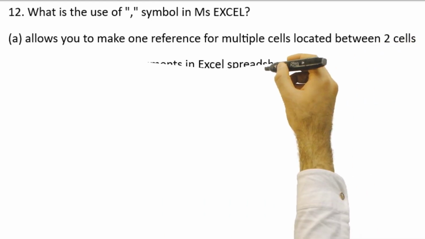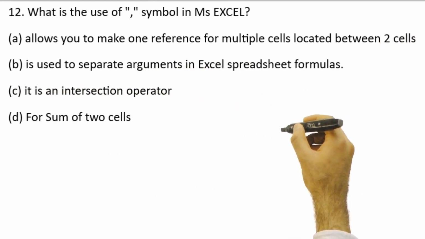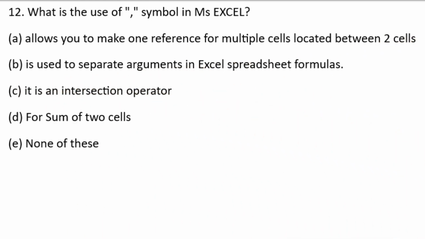EDI permits multiple companies, possibly in different countries, to exchange documents electronically. What is the use of the comma symbol in MS Excel? A. Allows you to make one reference for multiple cells located between two cells. B. Is used to separate arguments in Excel spreadsheet formulas. C. It is an intersection operator. D. For sum of two cells. Answer is B. Is used to separate arguments in Excel spreadsheet formulas.